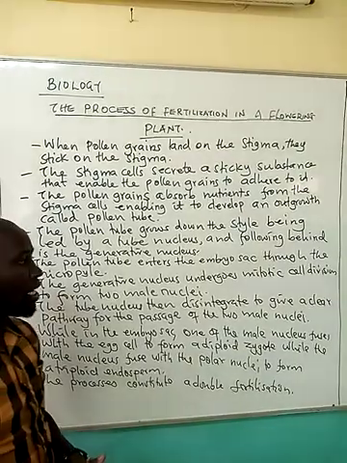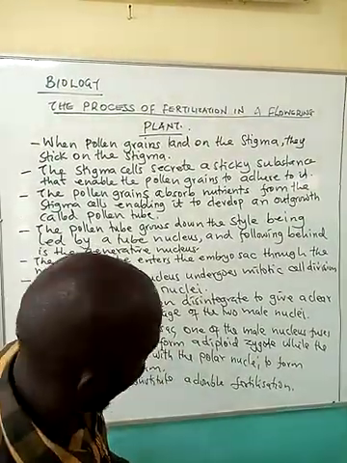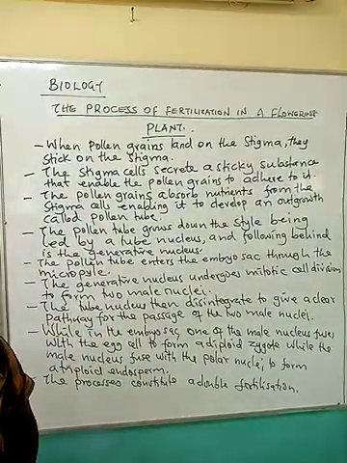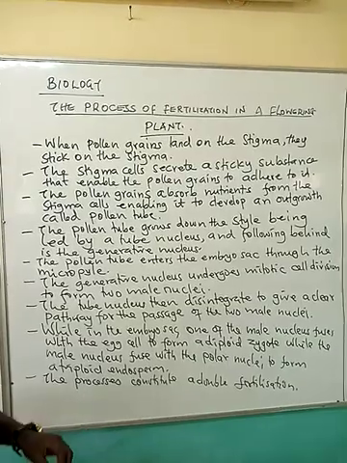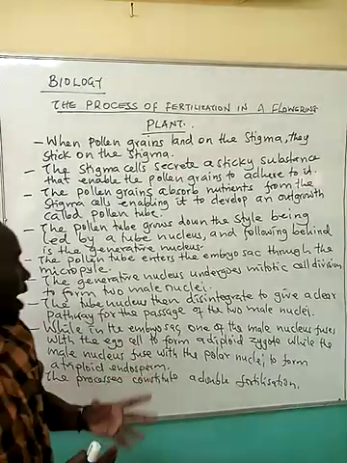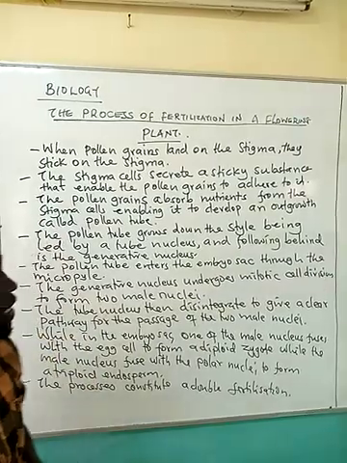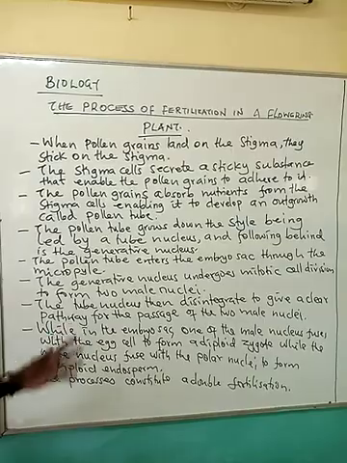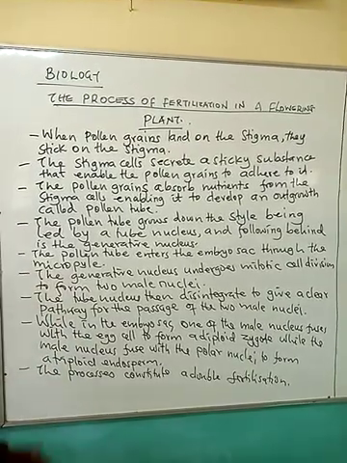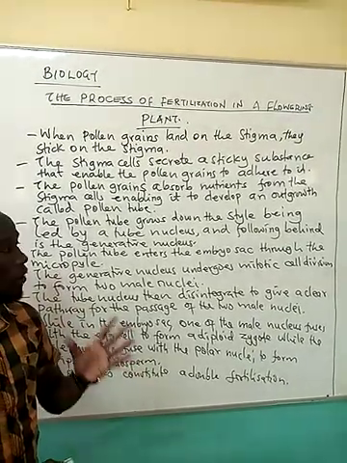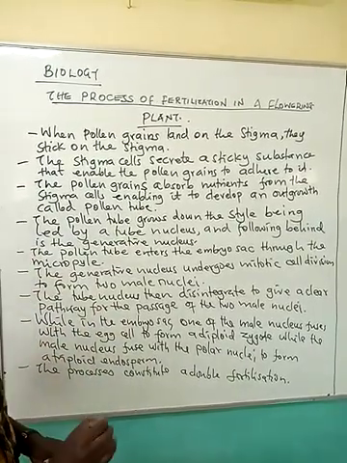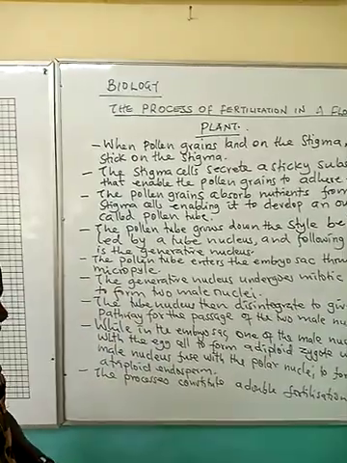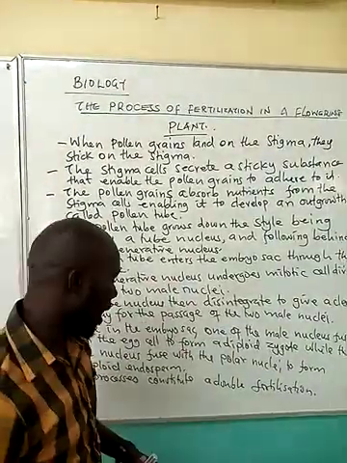So the tube nucleus will then have to enter the embryo sac through a small hole that we are calling the micropyle. A micropyle is the path through which the pollen tube is going to enter the embryo sac. And many a time, when you are asked to name the part of the plant where the process of fertilization takes place, it is not on the stigma as we have always known in the past. It takes place in the embryo sac.